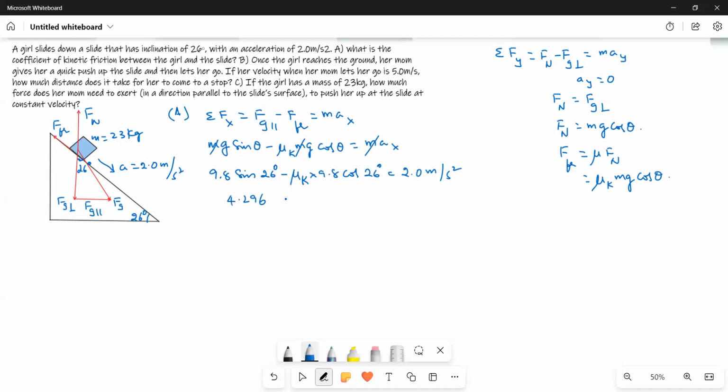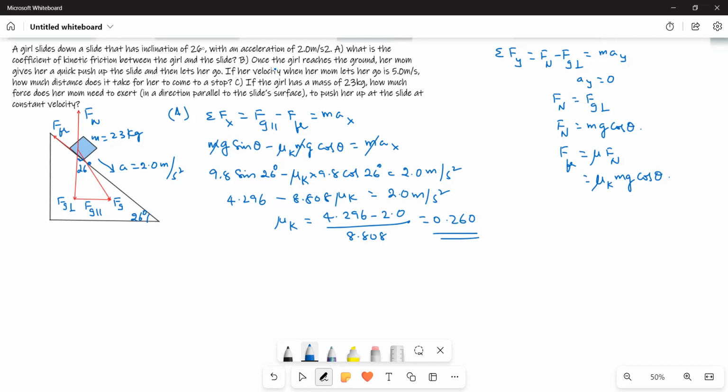Minus mu k, 9.8 into cos 26 is equal to 8.808 mu k, is equal to 2 meters per second squared. Therefore, mu k is equal to 4.296 minus 2 divided by 8.808, which is equal to 0.260. This is the value of mu k. This is the A bit.